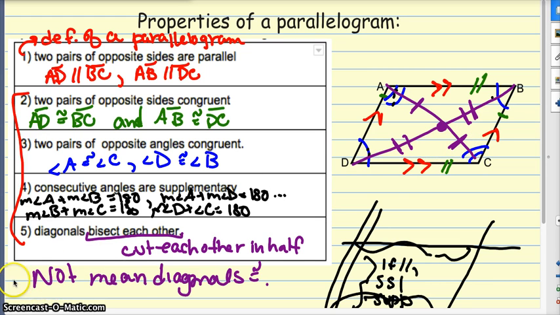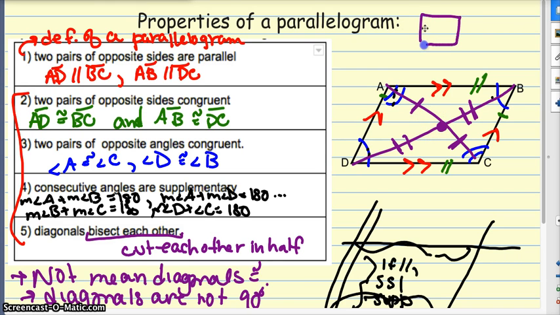And the other thing that I want to add is that these diagonals are not 90 degrees. These aren't perpendicular. Look at that angle. It's not a 90-degree angle. If it were a rectangle, maybe we could start playing around, or even a square, definitely a square, not a rectangle. We could play around with the idea of those being 90 degrees. But if you look at that parallelogram, it's pushed over.